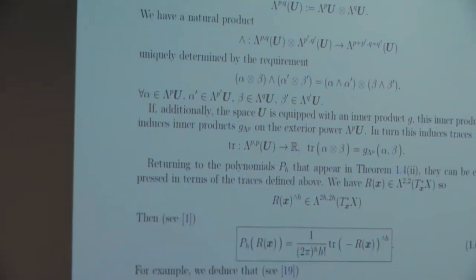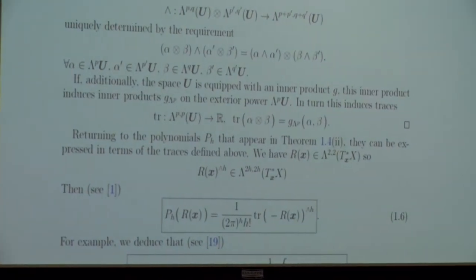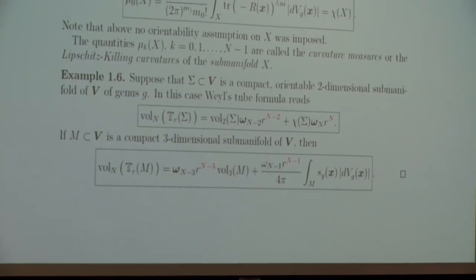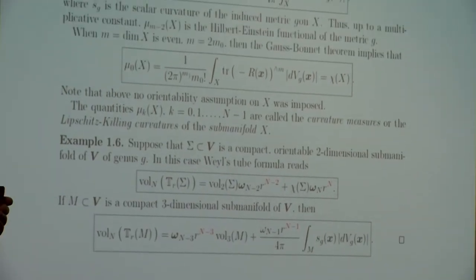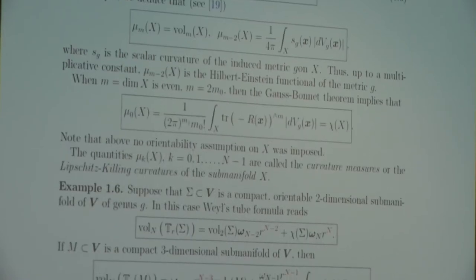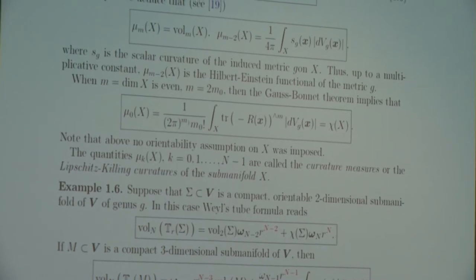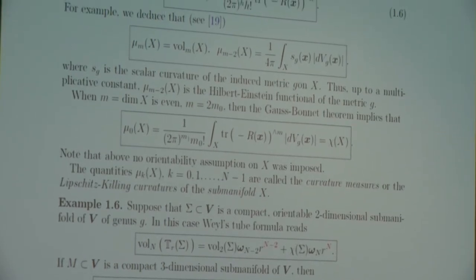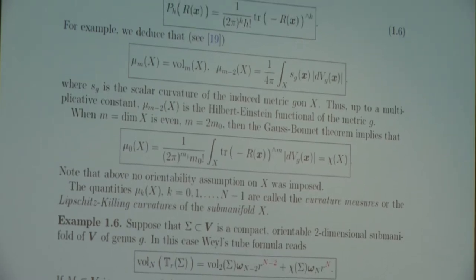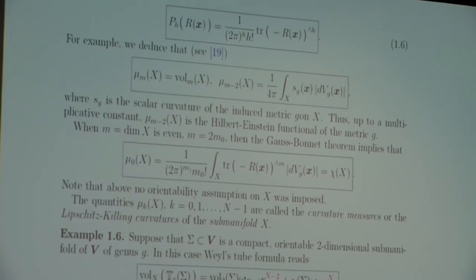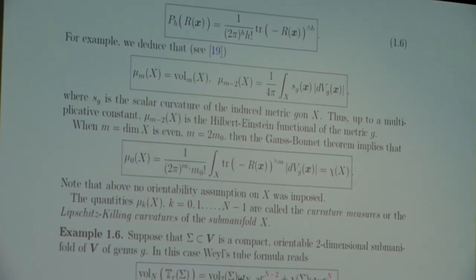Okay, that appears in the tube formula. So here are some examples. Mu m, the top degree curvature measure, I should say that this is curvature measure or Lipschitz-Killing curvature of x, is the volume. You go down two, you get, that's the curvature measure, and you recognize the Einstein functional.